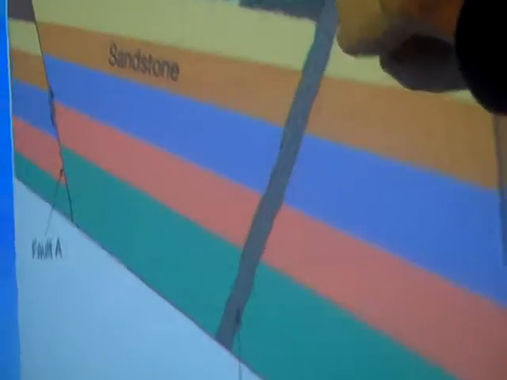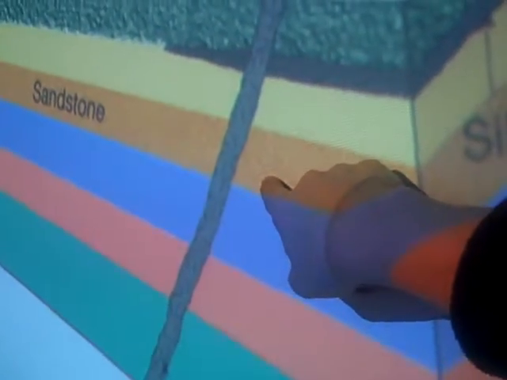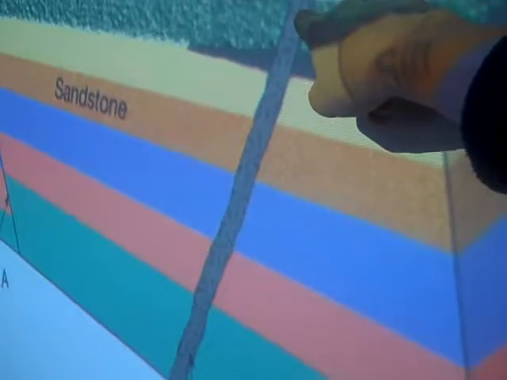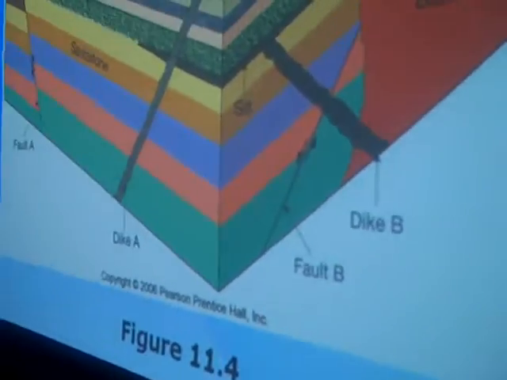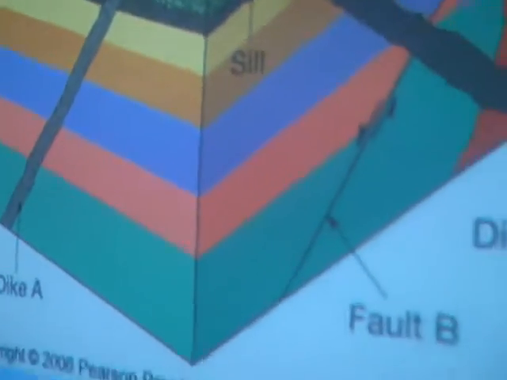So if I asked you what's older, the sandstone or the conglomerate, which one is older, the sandstone or the conglomerate? The sandstone. Which one is older, the shale or the conglomerate? The conglomerate. So in one case this was younger, in another case it's older. It just depends what you're comparing it to, right? So figure 11.4. This exact figure will be on the exam. Now, these things have to do with cross-cutting relationships.